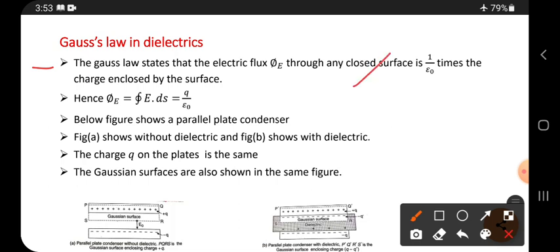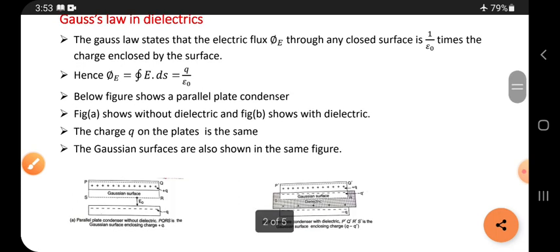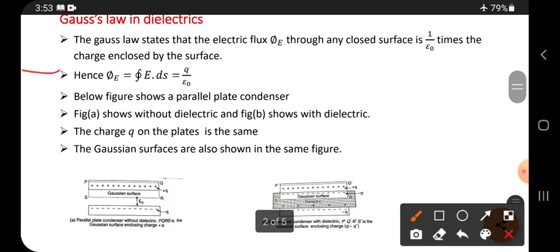So already I uploaded a video on only Gauss law, but here it is Gauss law in dielectric. Okay, so Gauss law in dielectric, the statement is the same. Hence, phi e is equal to integration E dot ds is equal to q by epsilon naught. So this is the statement and formula.